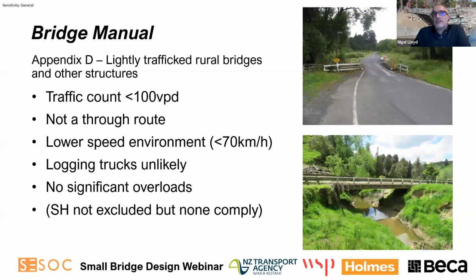It's worth noting state highways are not specifically excluded, but they basically don't comply, because there are not many through routes in those that are busier than the vehicle numbers that are required there. Logging trucks are probably excluded. I don't know specifically why, but I would imagine it's to do with the fact that they're prone to being overloaded.